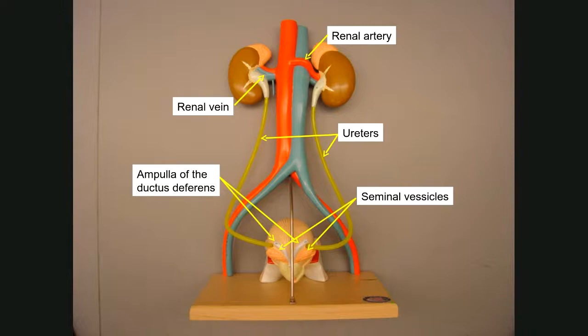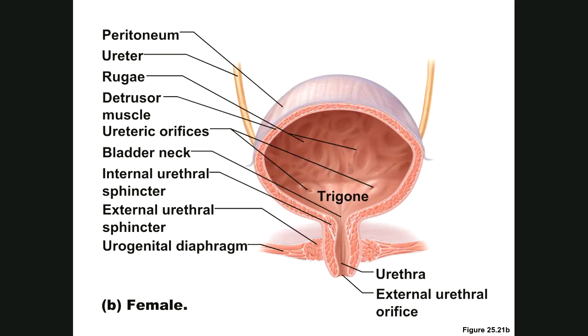But that's the ureters. Let's look at the urinary bladder, and then we'll look at the urethra. So here's the urinary bladder. And remember, it's a storage organ. The urine comes down these ureters and fills up the bladder. But look at where the openings to the ureters are. It's not up here, it's here and here. And so the bladder fills from the bottom up, not from the top down.